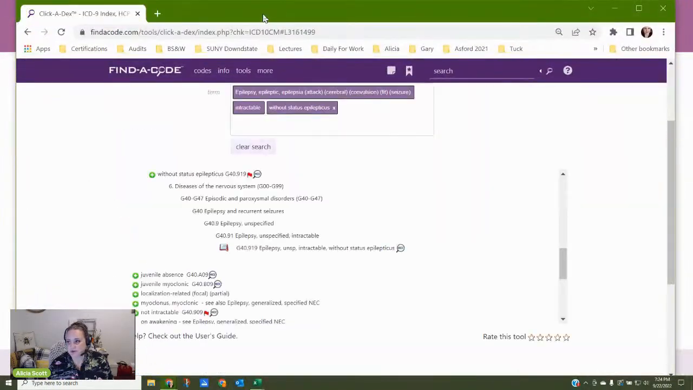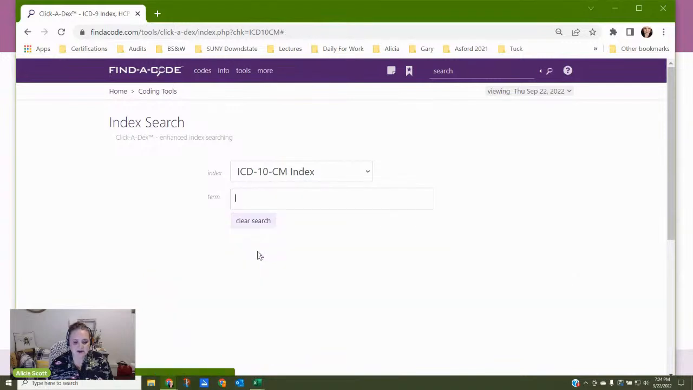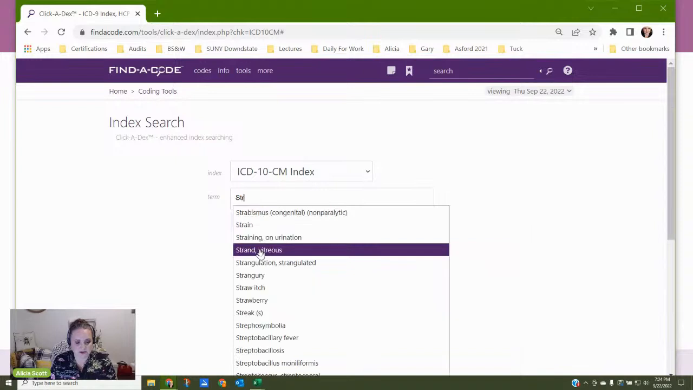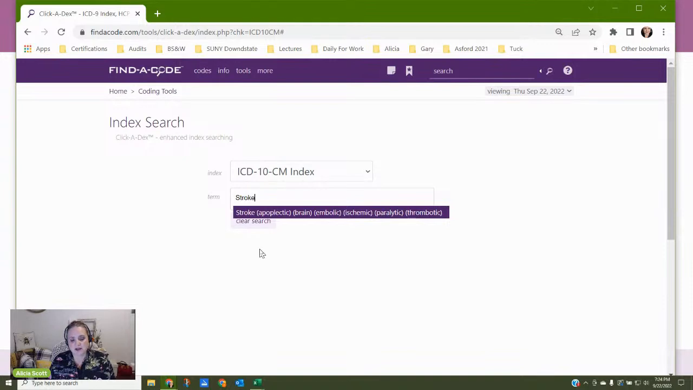We know a stroke is not just a stroke. Let's go back to the index. Let's clear the screen. Now, a stroke. Are we going to look up the term stroke? Let's just see what it does. Oh, well, you got to be able to spell it. Stroke. And it says that there's different types. But what is a stroke? It's a cerebral vascular accident.